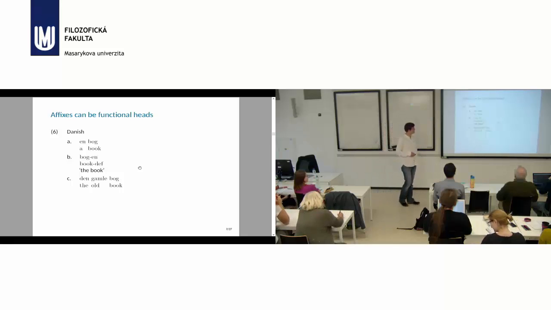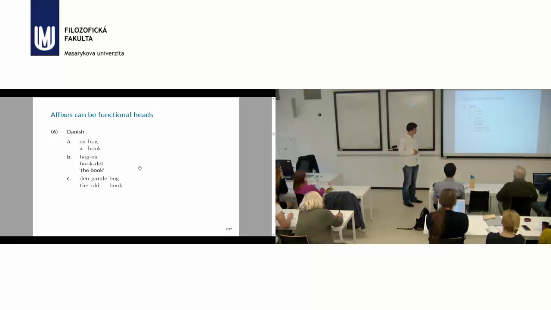So in 6b you see the definite form of the noun book. And what you see here is that unlike in English, where the determiner is a separate word, or at least it's written separately, here the definiteness marker is a suffix on the noun. So you say something that would come out as bok in Norwegian and probably comes out differently in Danish. And that means the book.